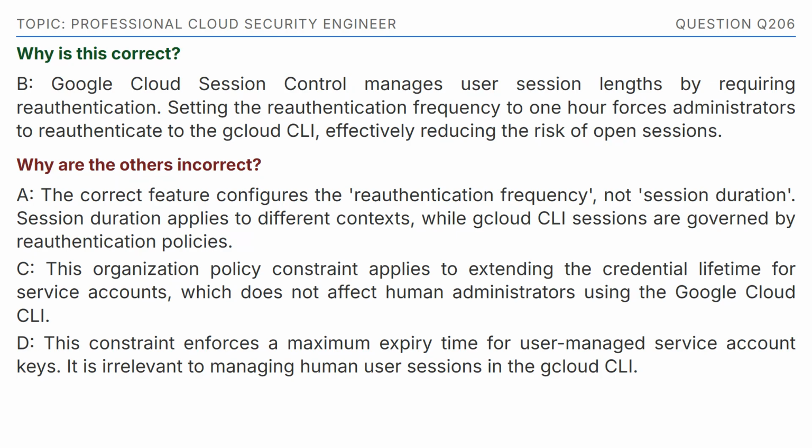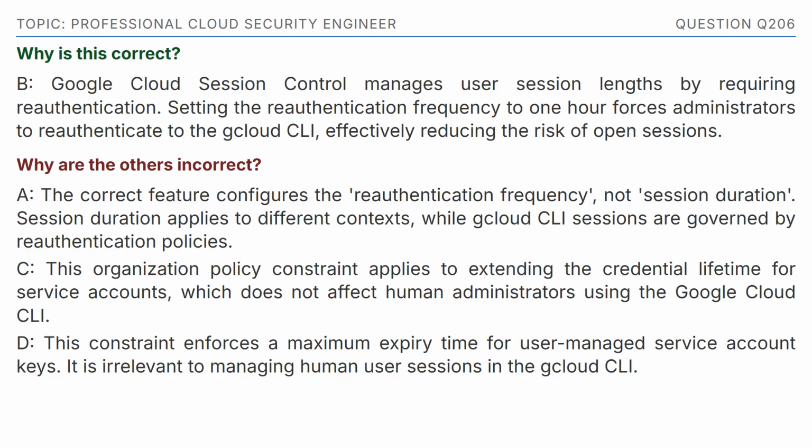Google Cloud Session Control manages user session lengths by requiring re-authentication. Setting the re-authentication frequency to 1 hour forces administrators to re-authenticate to the Cloud CLI, effectively reducing the risk of open sessions. Why are the others incorrect?